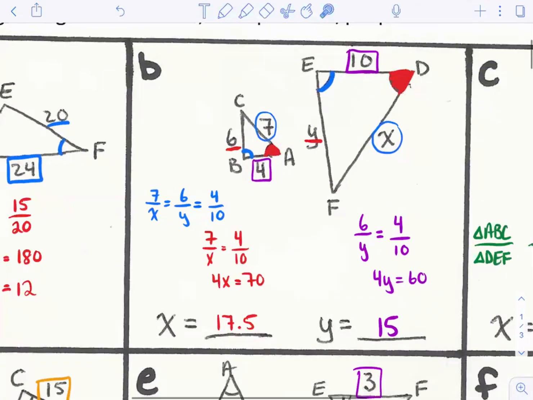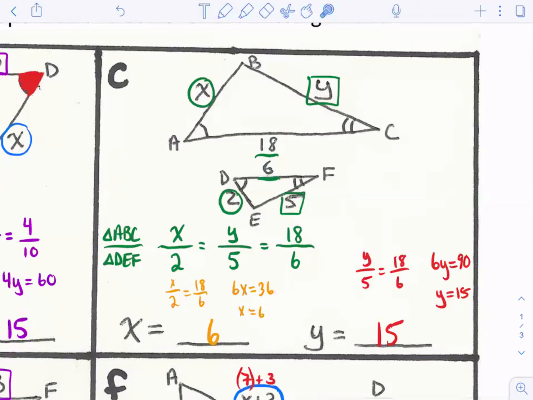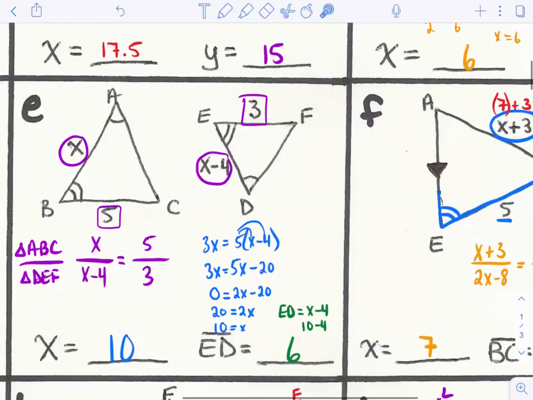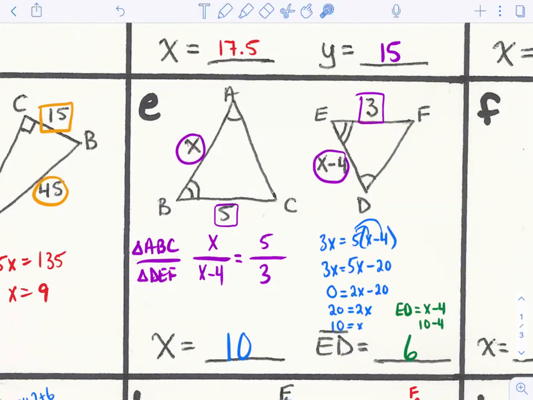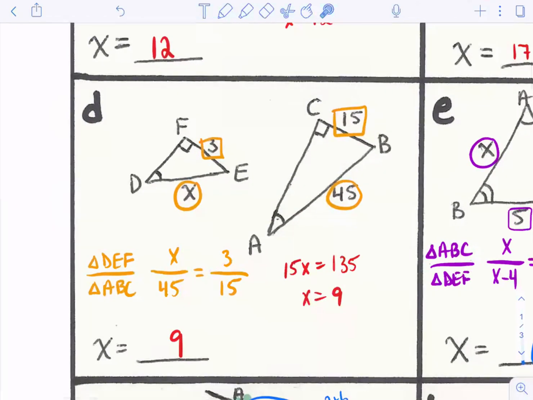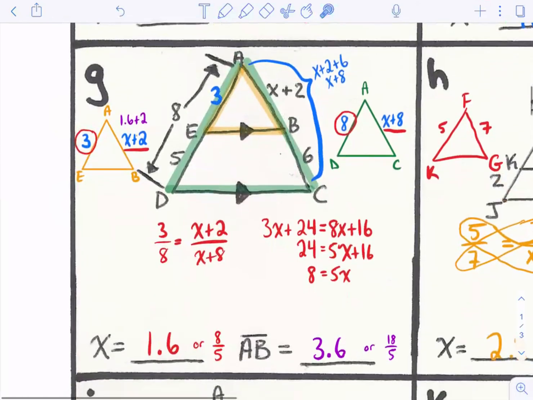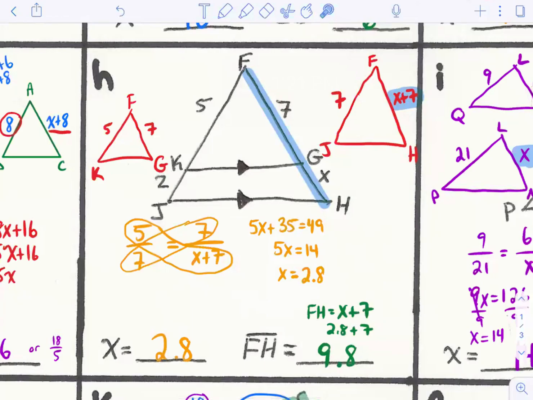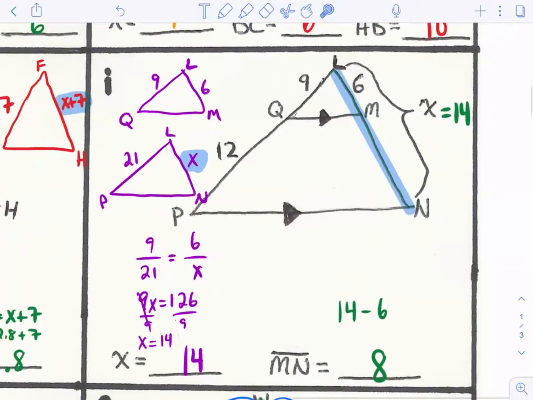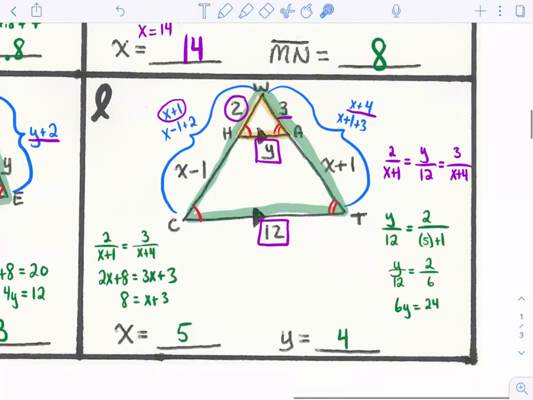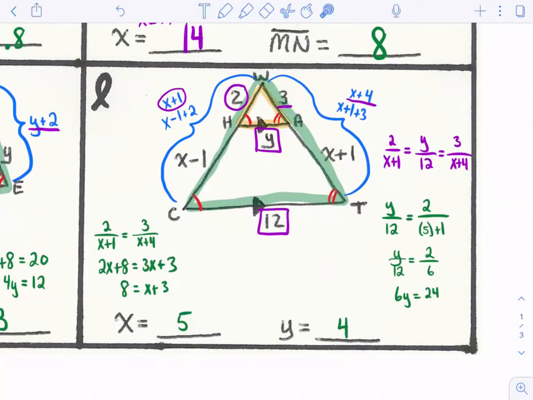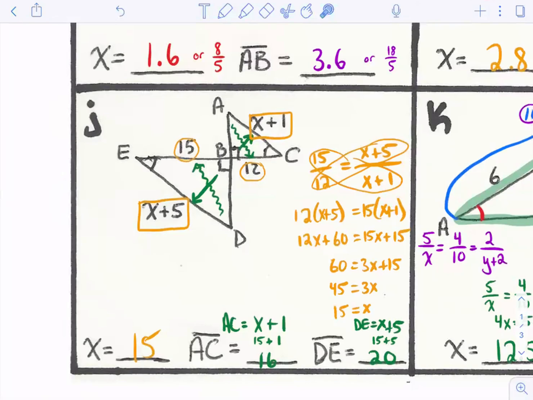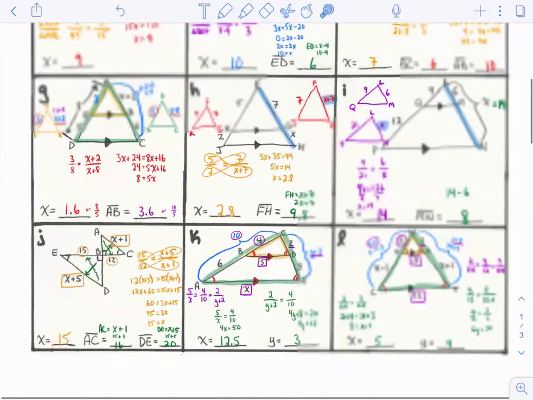We did A together. We did B together. Here's C. We did F together. Here's E. Here's D. We did G together. Here's H. Here's I. Here's L. Here's K. And then here's J. So pause it at whichever number you needed to pause it. All the answers are here.